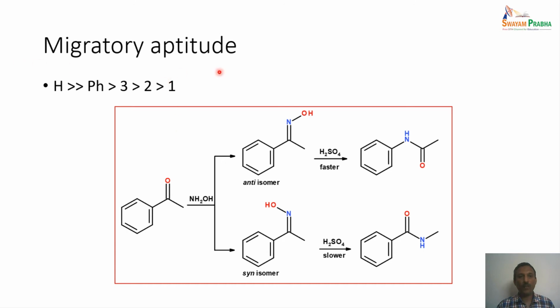And when we look at the migratory aptitude, that means which group will migrate very quickly, hydrogen migration is far easier compared to phenyl migration, followed by tertiary, secondary and primary alkyl groups. So here is an example. We have a primary alkyl group, that is the methyl group, present here. We have an aryl group which is present here.